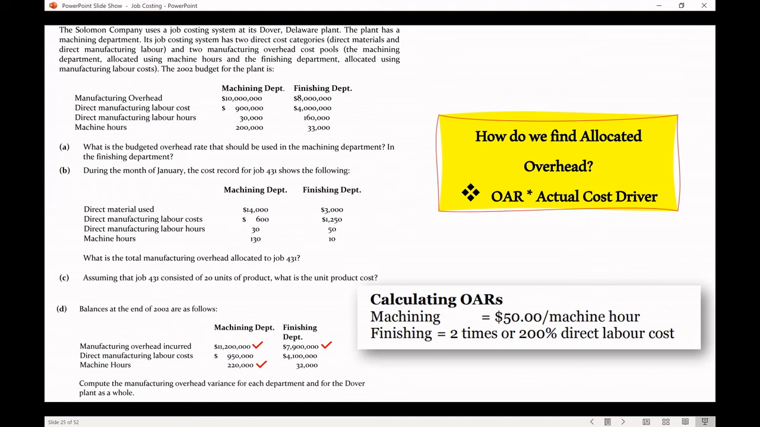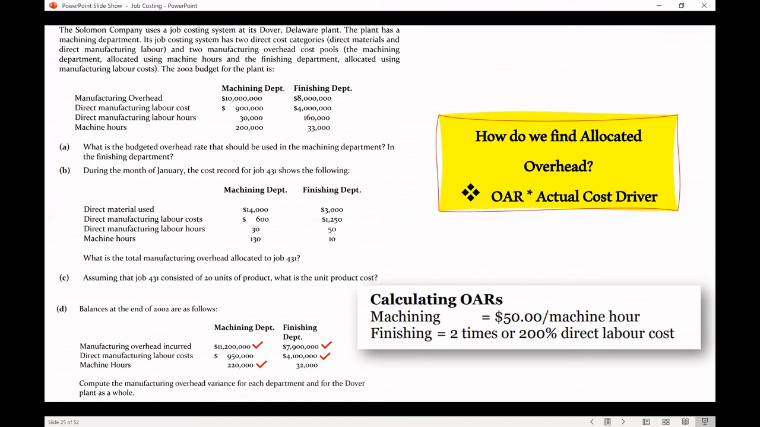What is greater? The actual is greater. The actual is 11,200,000 and the budget is 11 million. So here we're saying it's 200,000 under-applied because our actual is greater than what we budgeted. Let's look at the finishing department. Our actual is 7,900,000. And we said that our allocated is going to be 4.1 million times 2.